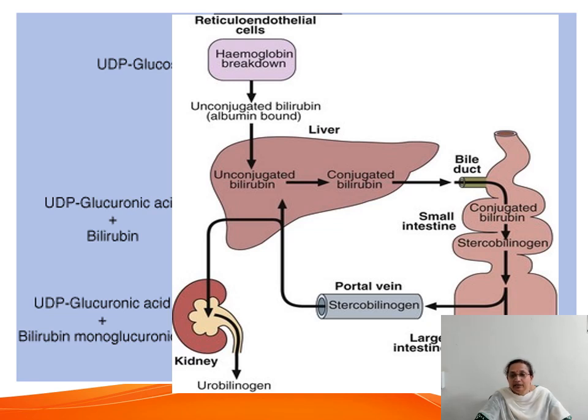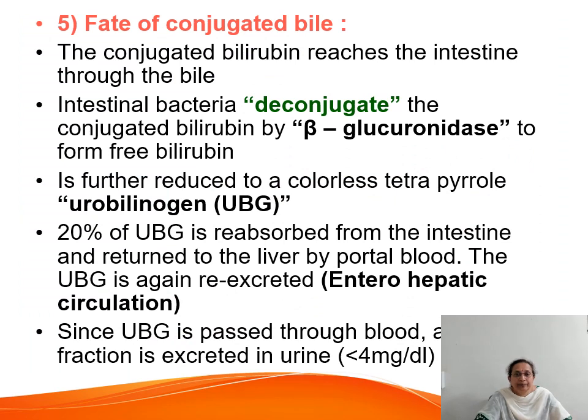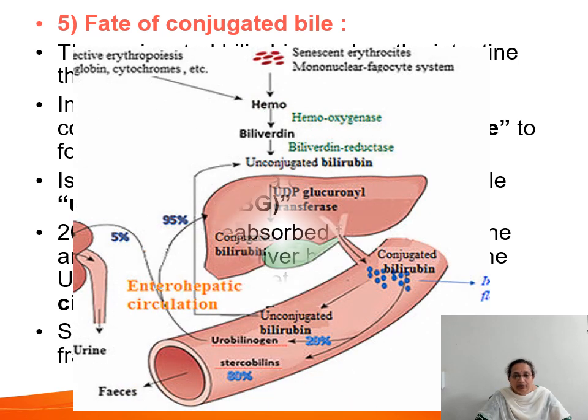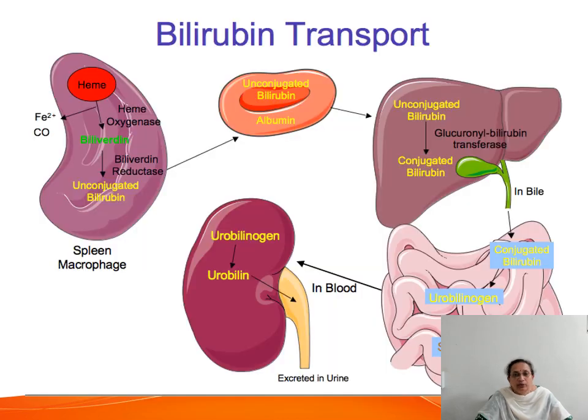In the intestine, by the action of bacterial flora, it is converted into stercobilinogen, and stercobilinogen is formed into stercobilin and excreted in feces. A little bit is transported through the portal vein into the liver; that is the enterohepatic circulation. The conjugated bilirubin reaches the intestine, where bacterial flora containing the enzyme beta-glucuronidase liberate urobilinogen, and this urobilinogen is converted into stercobilinogen and then stercobilin.